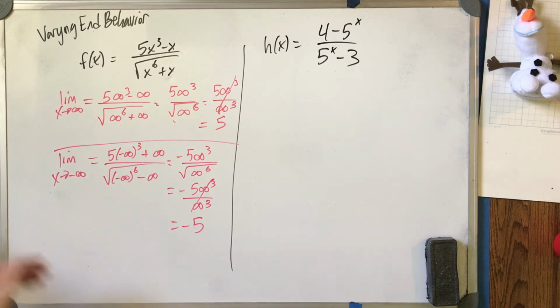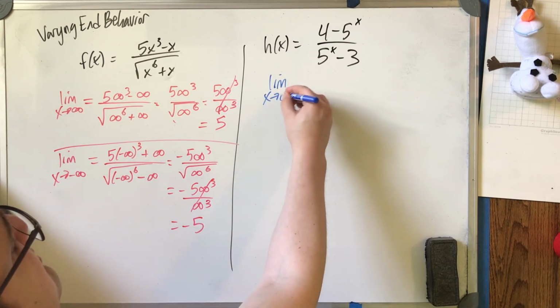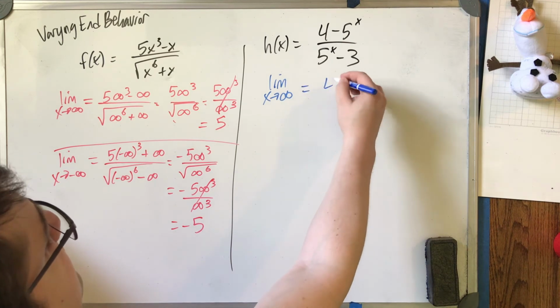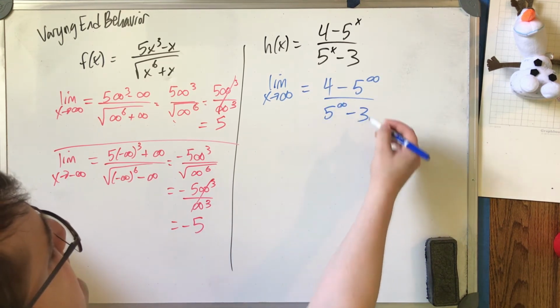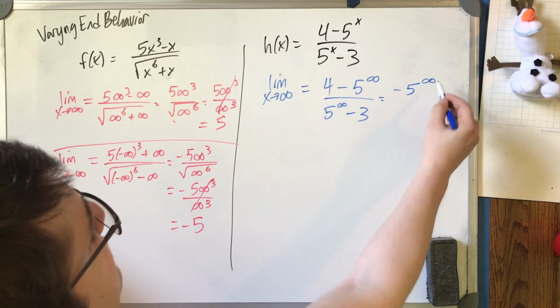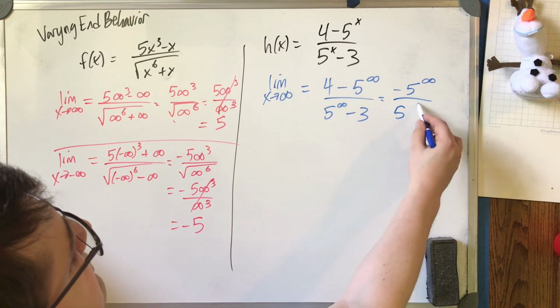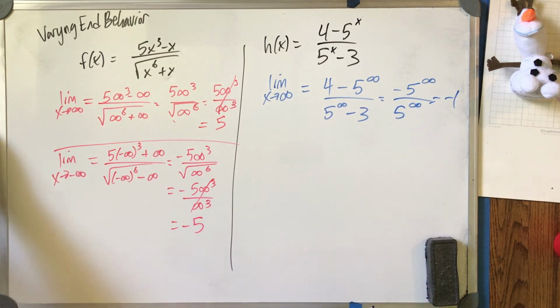This one is math teachers' favorite. You'll see this a lot in calculus. So as I do the limit as x approaches positive infinity, I'll just plug this in: 4 minus 5 to the infinite power over 5 to the infinite power minus 3. So this 4 doesn't mean a whole lot, so I really just have minus 5 to the infinite power, and 5 to the infinite power minus 3 doesn't mean a whole lot. So those cancel, and I'm left with negative 1. That wasn't so bad.